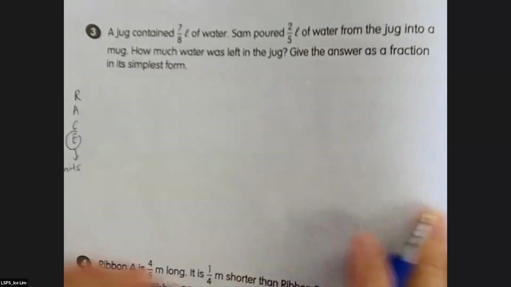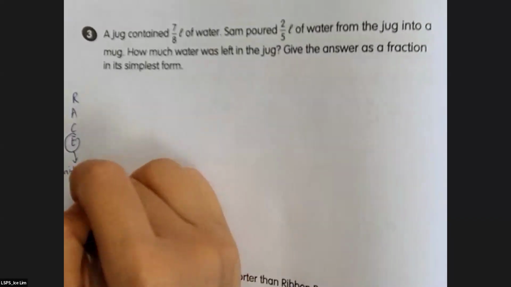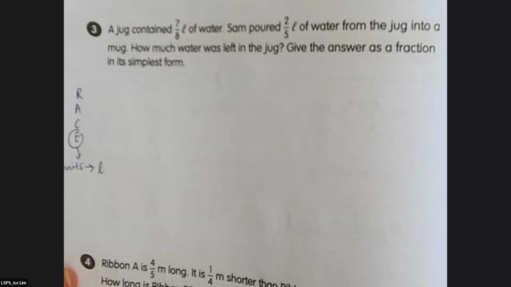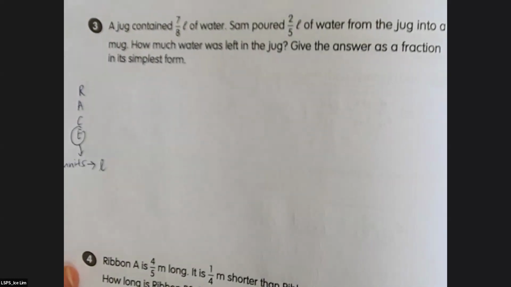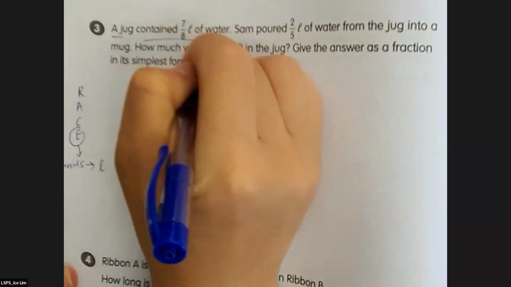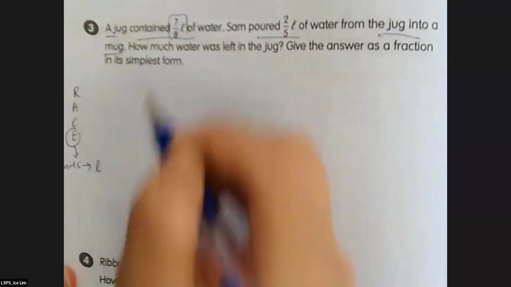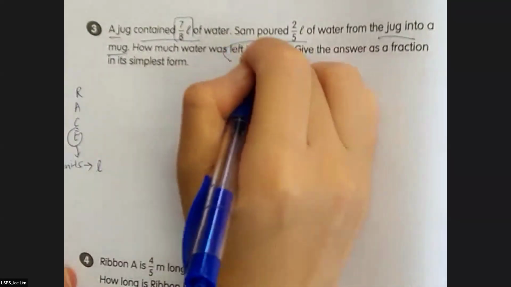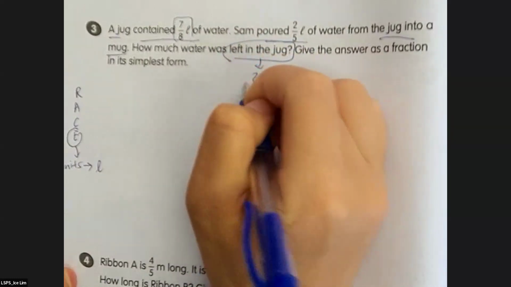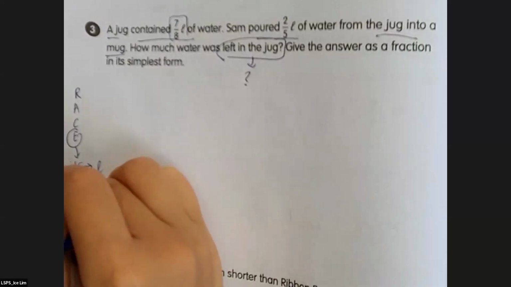and the requirements here. So in this question, a jug contains 7/8 liters of water. At the start, I already pinpoint the unit, liter. Sam poured 2/5 liters of water from the jug into a mug. How much water was left? So the jug has this amount of water, I will say this is at first. Poured from the jug into the mug. Left in the jug. So that is the question. So I've done my annotation. The answer must be a fraction in simplest form.